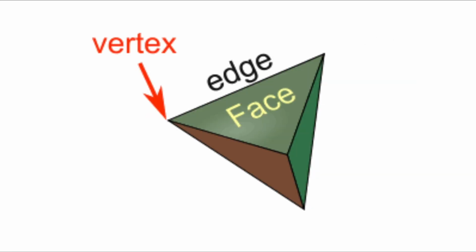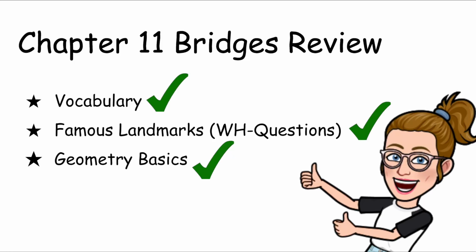So here it is one more time, just a little review of the vocabulary. We have the vertex, which is the point, the edge are the lines, and the face is the surface of the shape. Okay, good job. That was it for our geometry basic review.